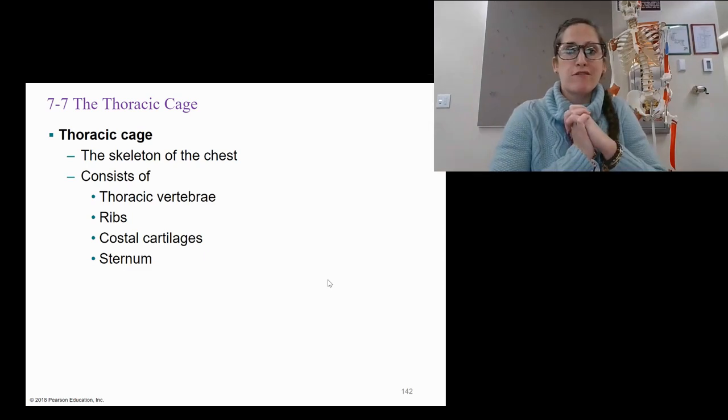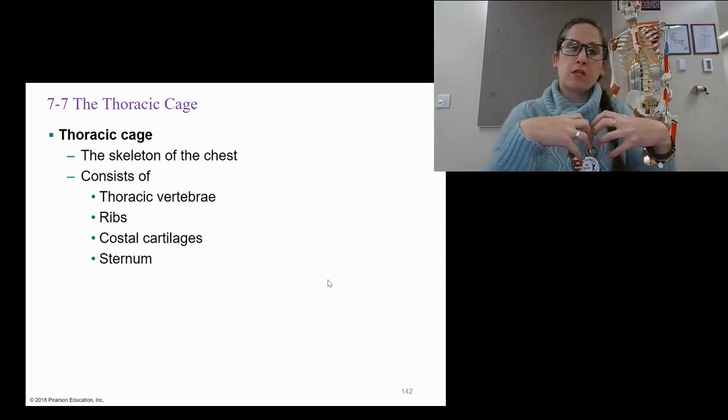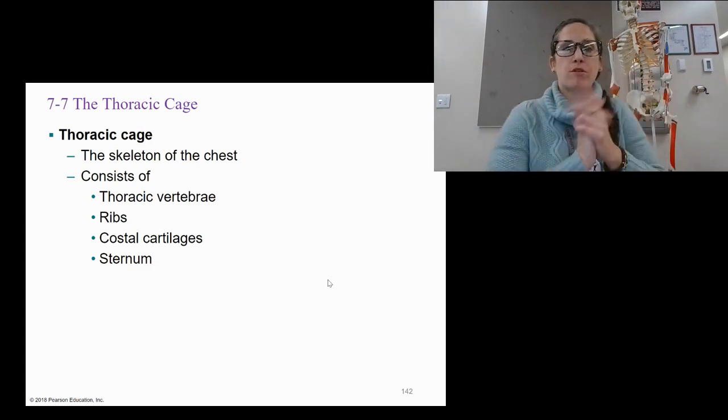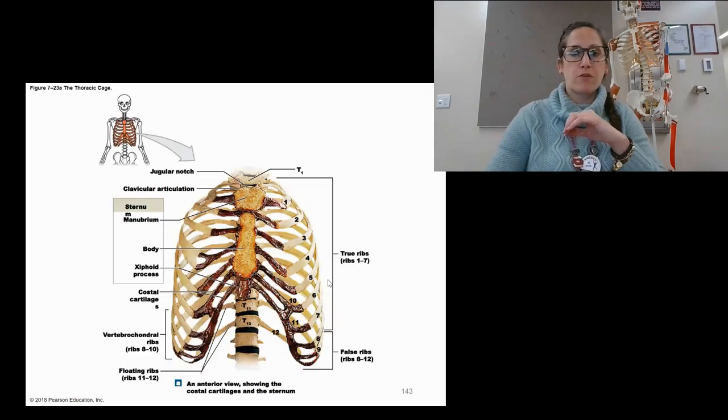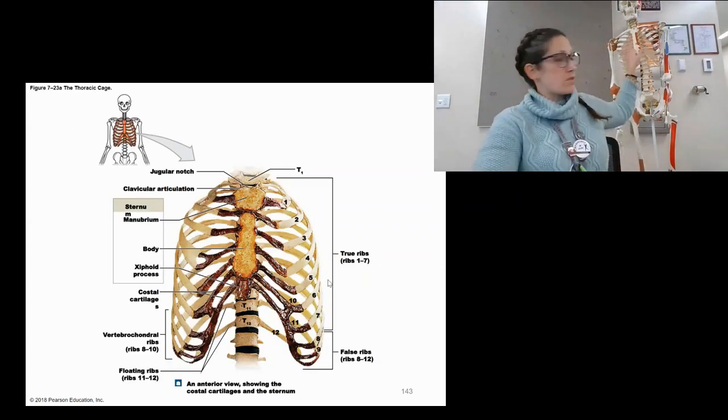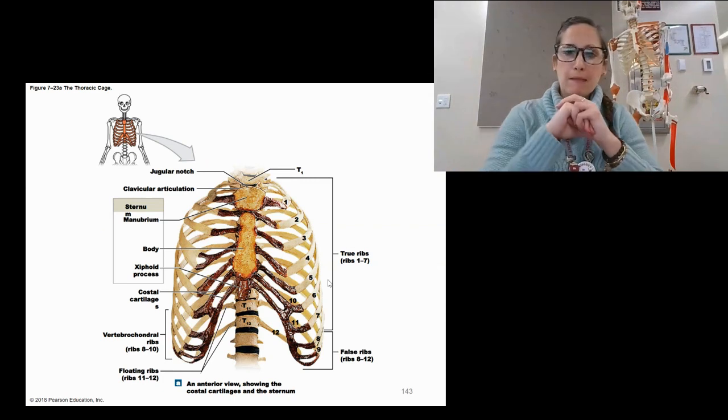Right, third and final portion of the axial skeleton is the thoracic cage. The thoracic cage consists of the sternum or breastbone, cartilage called costal cartilage that connects the ribs to the sternum, and then on the posterior side, the 12 thoracic vertebrae. So let's take a look at that.